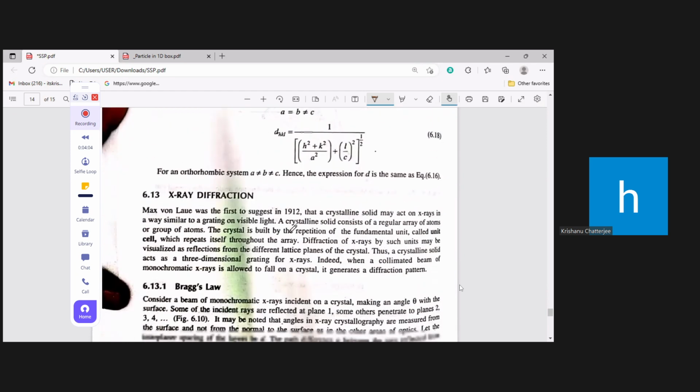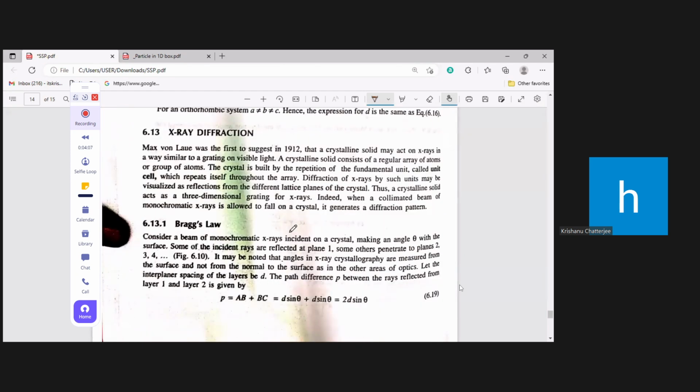Next, we are coming to X-ray diffraction. Okay. Laue was the first to suggest in 1912 regarding the X-ray diffraction that a crystalline solid may act on X-rays in a way which is similar to the grating on visible light. So what happens is, if it is a crystalline solid, the atomic planes just act as mirrors to the X-ray which is falling on these crystal planes.